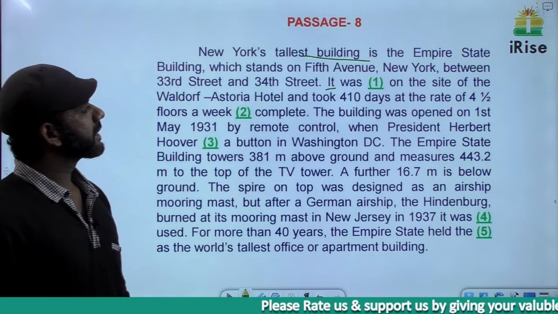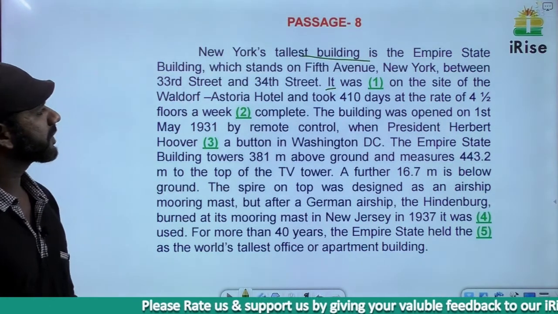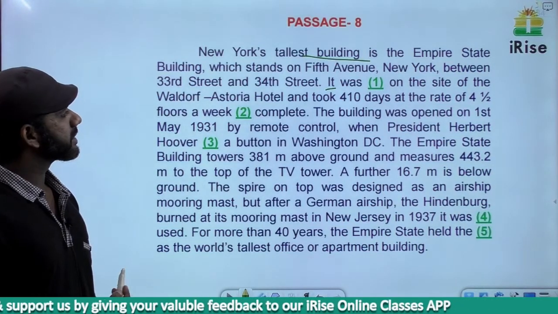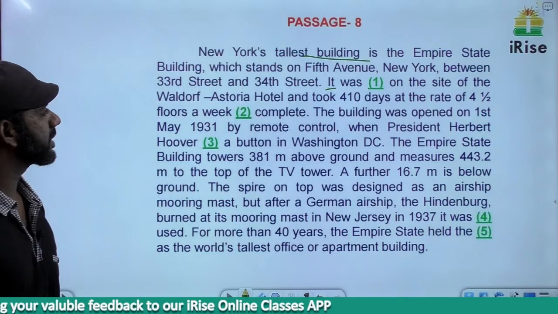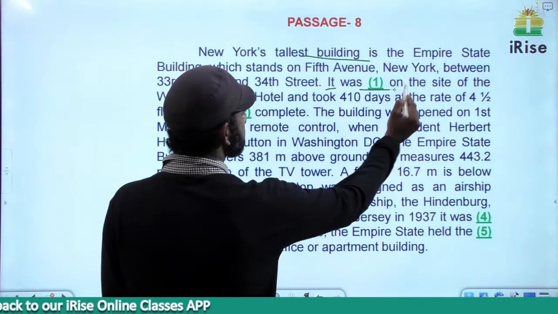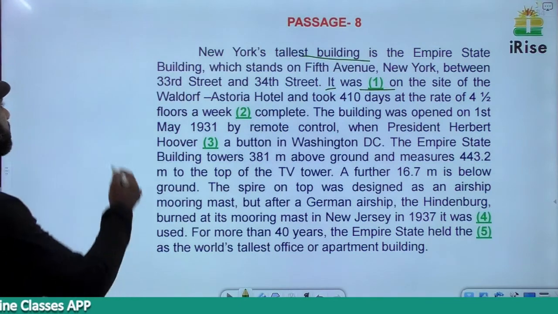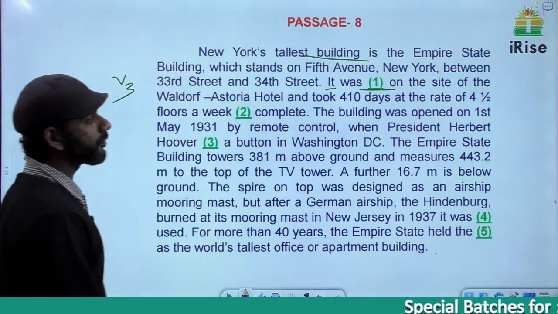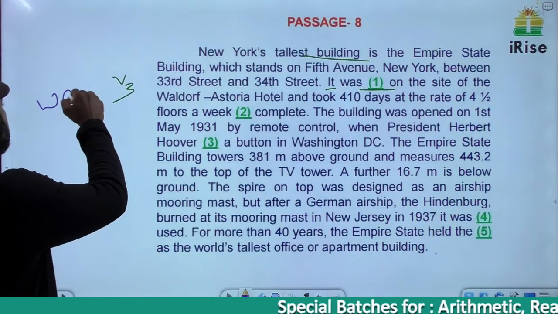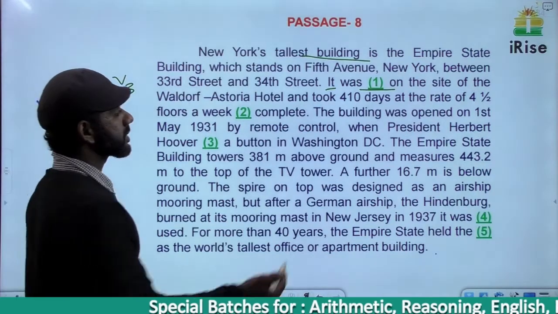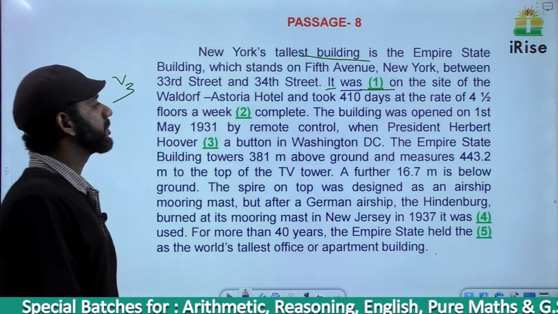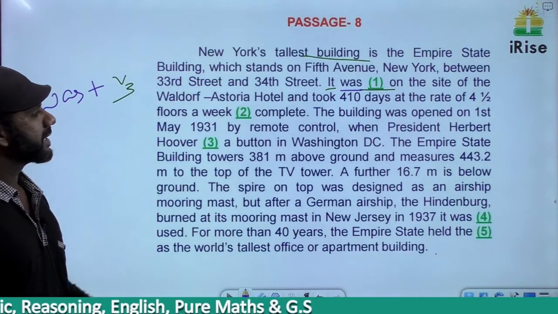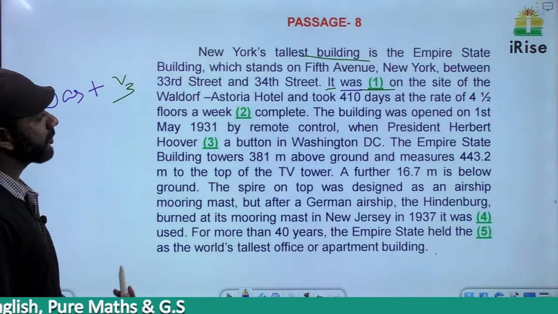New York's tallest building is the Empire State Building, which stands on 5th Avenue, New York, between 33rd Street and 34th Street. It was dash on the site of the Waldorf Astoria Hotel. I say that this blank must be filled with V3. V3 means the main verb in the third form, because it is always was plus V3, passive voice. And was plus V3 is the structure of simple past in the passive voice. So this blank must be filled with V3.